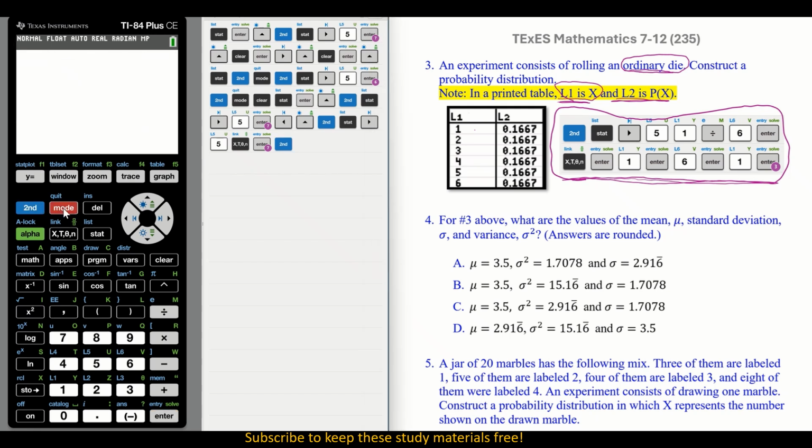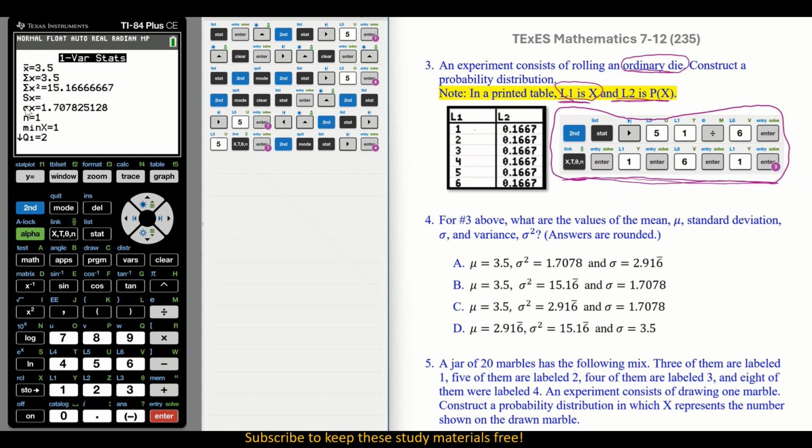We need to bounce out of it. Now we need the clear screen. So this is where we're using our vars. So stat, calculate, it highlights our one var stats. We need that L. And we have it pre-populated for our L1 and L2, which is what we're using. So we can just enter through, and that gives us our mean and our standard deviation.